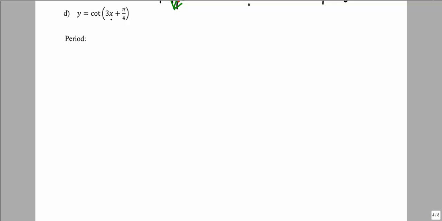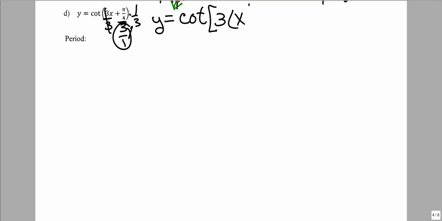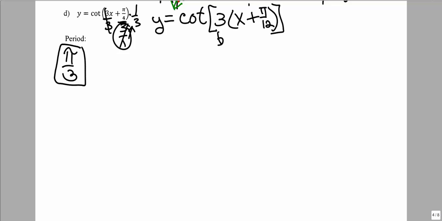So let's factor out that 3 to get what we're actually looking at graphing: cotangent, bracket, factor out the 3, we're left with x, and we're going to multiply by 1/3. It's like flipping that fraction and multiplying by the reciprocal. That's plus pi over 12. So the b would be 3, and my phase shift would be the positive pi over 12. So the period is pi divided by 3, and the phase shift to the left, pi over 12 units.